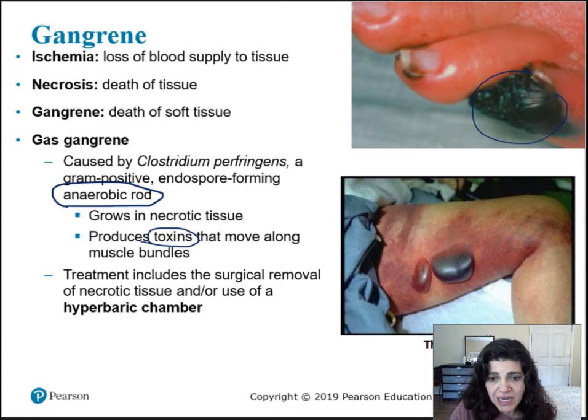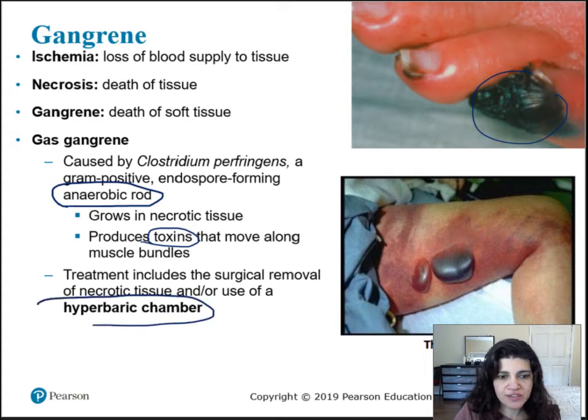Okay, the skin becomes blackened because of hyaluronidase. Hyaluronidase breaks down the connective tissue between the muscle and spreads the bacterium. Okay, so why is the hyperbaric chamber so important to treat this type of disease? Remember, in hyperbaric chambers, you have oxygen as the treating vehicle. Oxygen kills an anaerobic rod. So when you use a chamber with a lot of oxygen, they die, and that's a way to treat it. Okay.